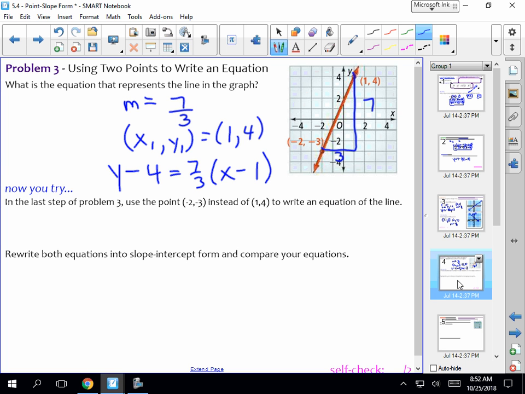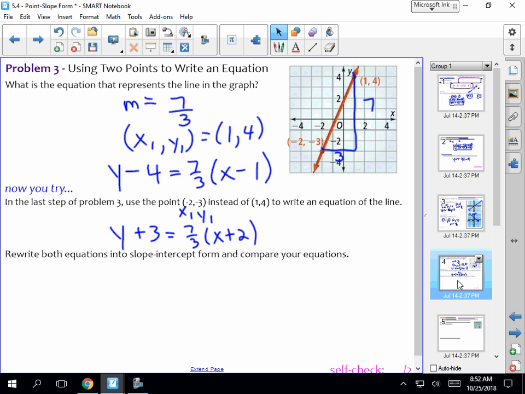But it says in the last step of problem 3, use the point negative 2, negative 3 instead of 1, 4 to write an equation of a line. So what would the equation of the line be if I use this for x1, y1 instead of what I chose to use with the 1, 4? It would be y. Can you do this in your head? What's going to happen to the sign here when I plug in negative 3? It will be positive. So y plus 3 equals 7/3 x plus 2.